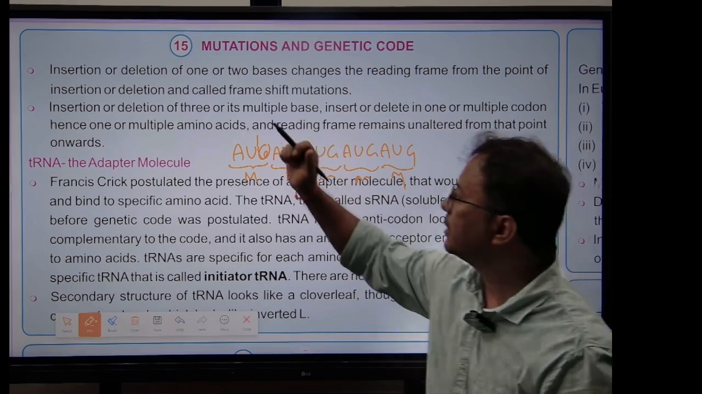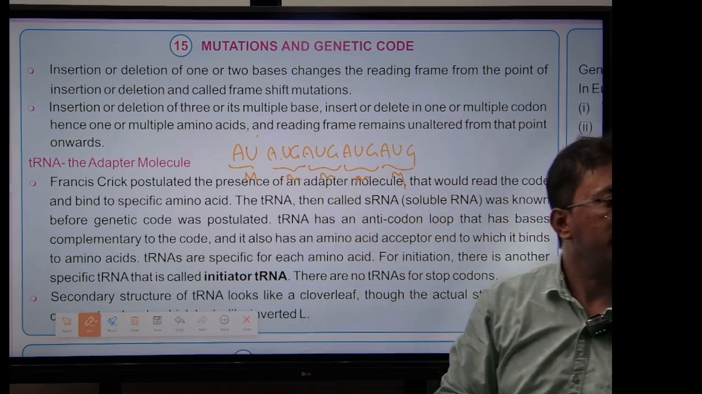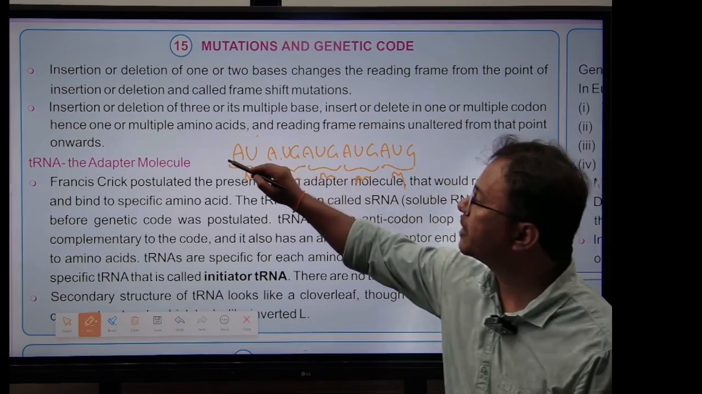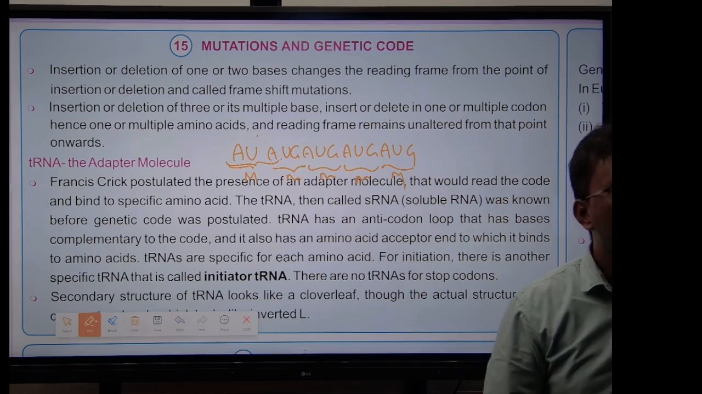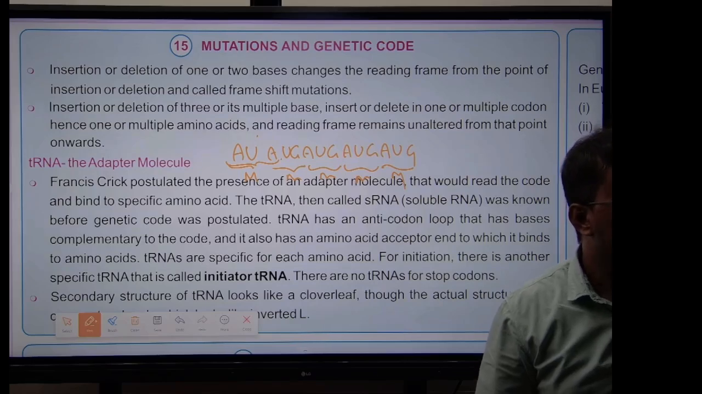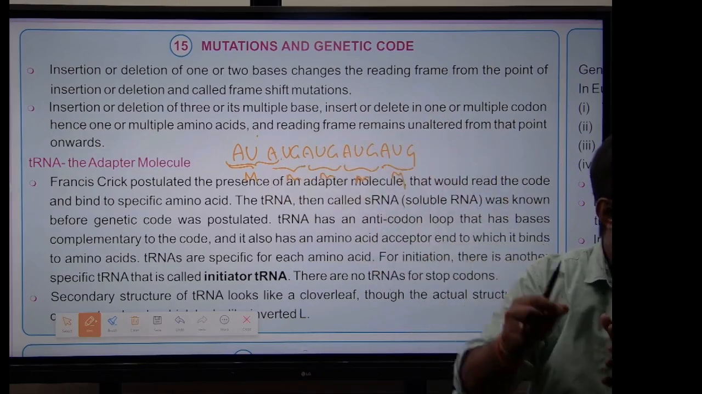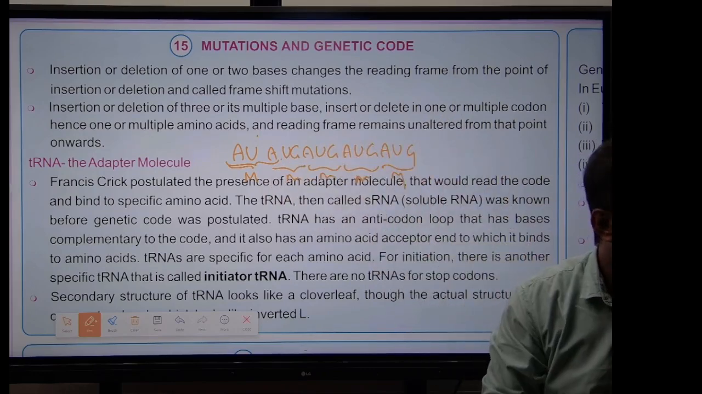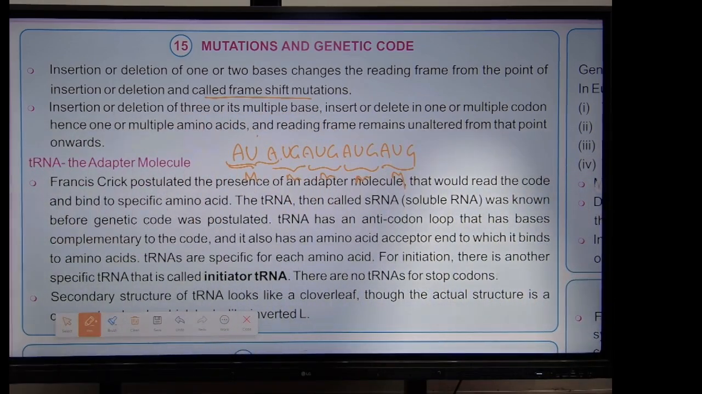It codes for something else. Or you remove the complete sequence here. You remove the G, the first codon will become, what is it? AUA. Removing a nucleotide or adding a new nucleotide will change the complete sequence from the point of its insertion or deletion. Those kinds of mutations are called frame shift mutations.